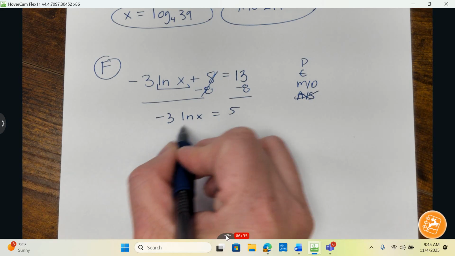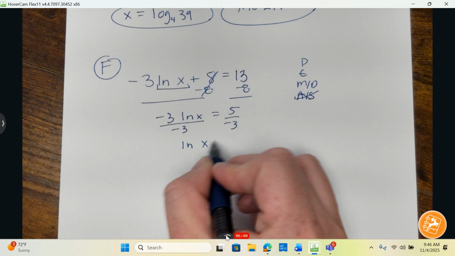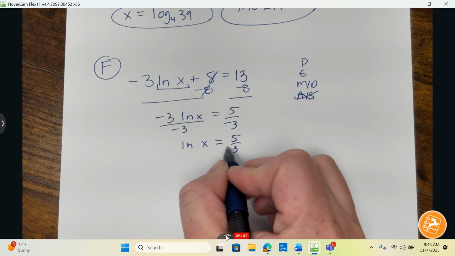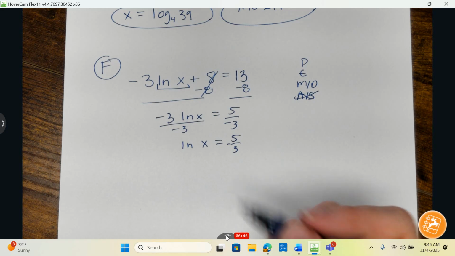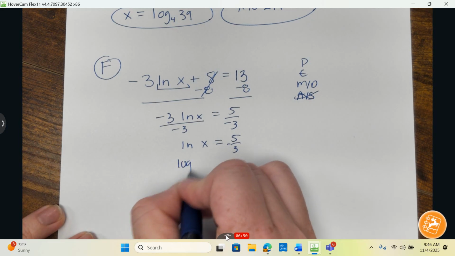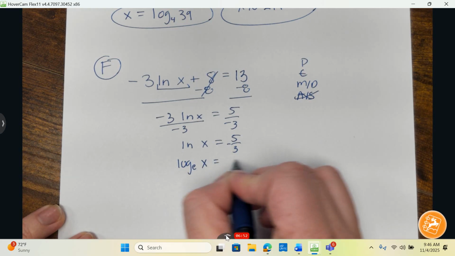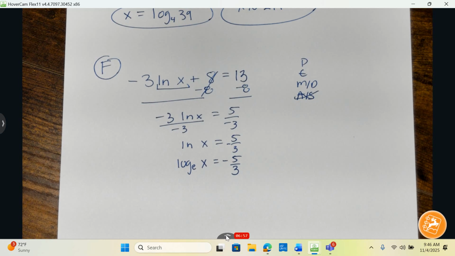Now, how do I remove a multiply by negative 3? I'm going to divide by negative 3. And whether that negative sign goes in the top, in the bottom, or the middle, doesn't really matter. Now this confuses students. They're like, what are we supposed to do? So this is log base e of x equals negative 5/3. Now this looks different than our previous answer. So we're trying to now solve for a variable that is no longer in an exponent position. So you're going to learn a new skill with this.